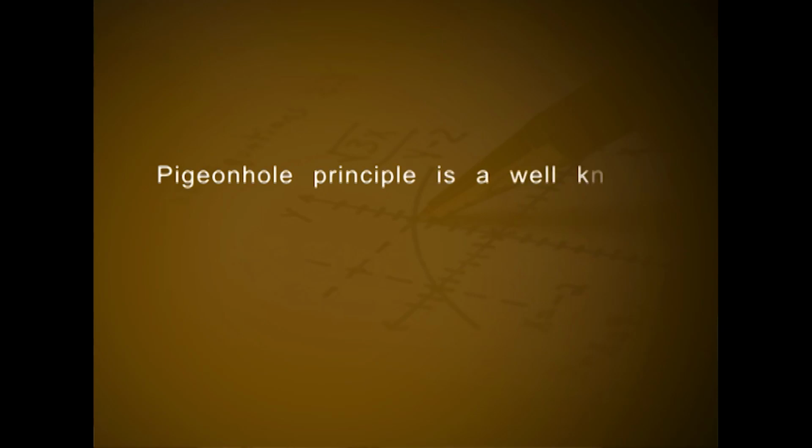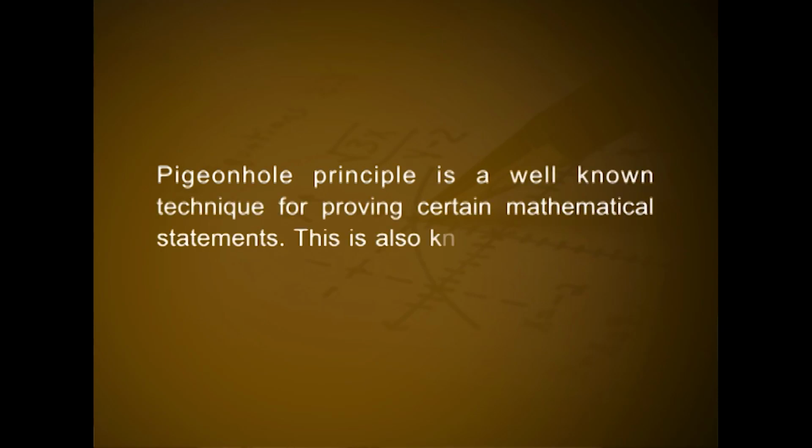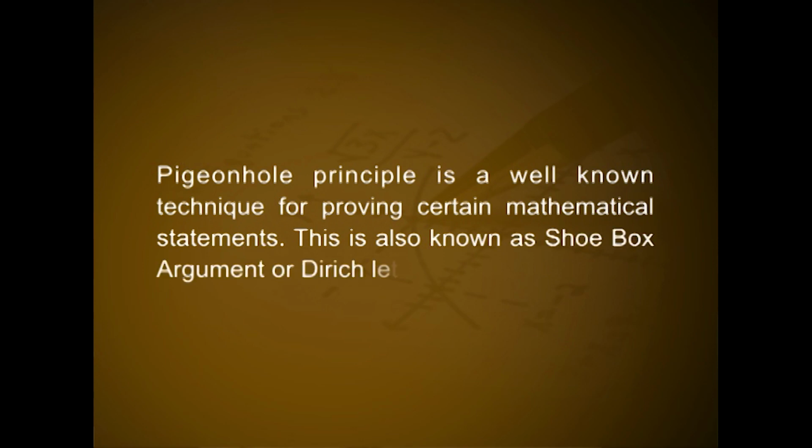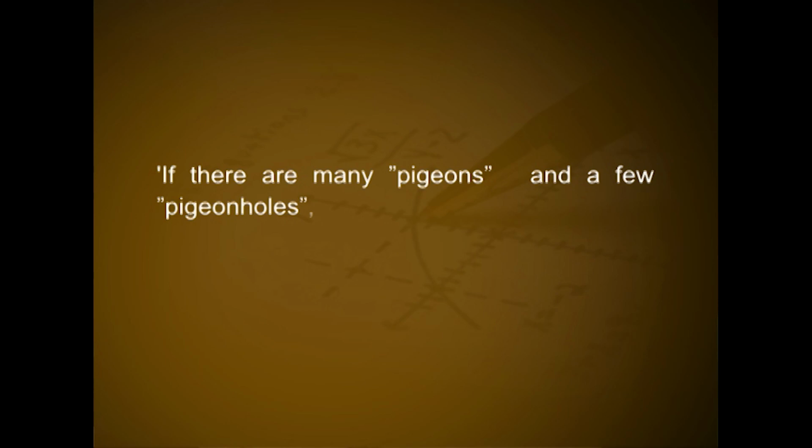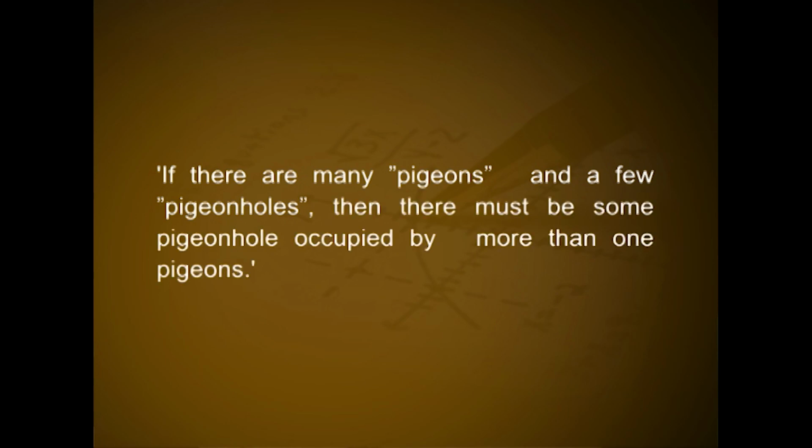Pigeonhole principle is a well-known technique for proving certain mathematical statements. This is also known as the shoebox argument or Dirichlet-Drawer principle. The principle says that if there are many pigeons and a few pigeonholes, then there must be some pigeonhole occupied by more than one pigeon. The formal statement can be seen as follows.